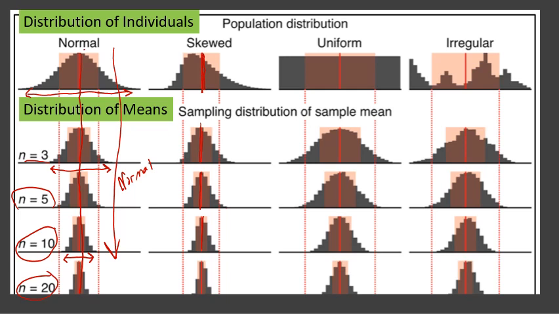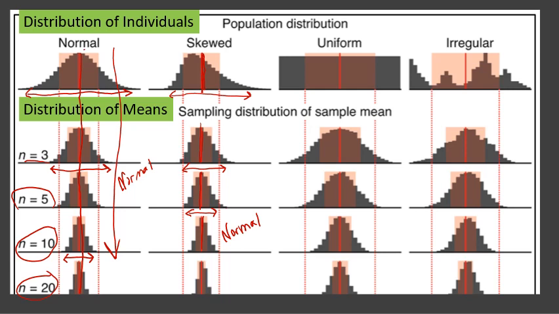We can also see once again that the spread is decreasing. So once again, we see that the spread decreases, the mean stays the same, and the shape becomes normal as the sample size increases.